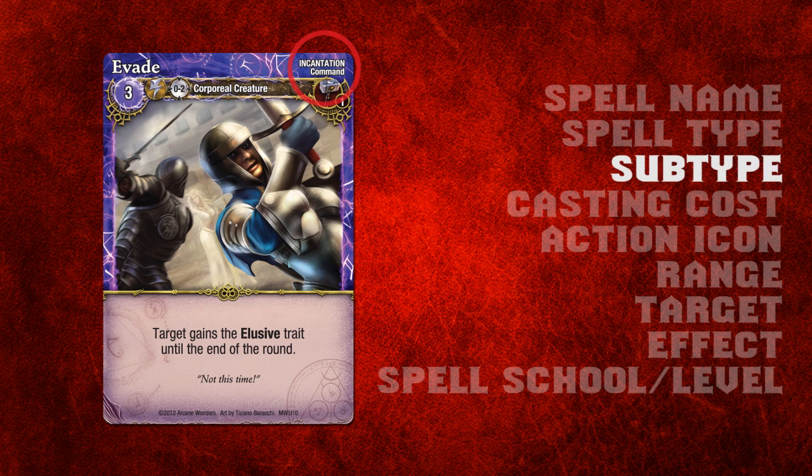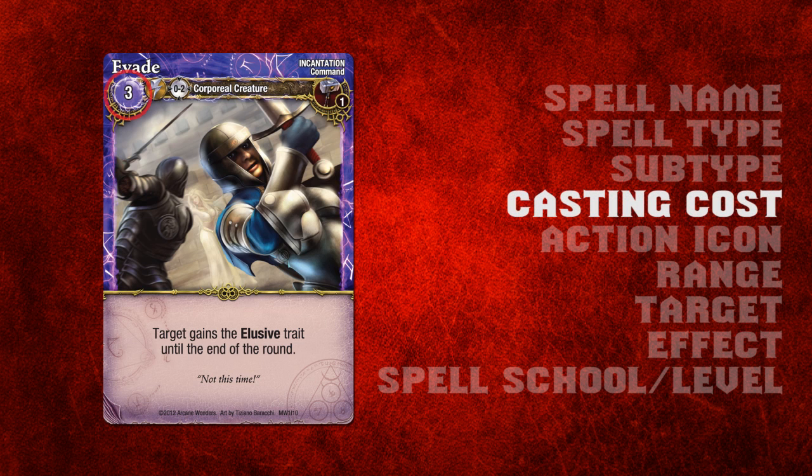Some spells or abilities can only affect or target particular spell subtypes. This could be anything from the race of a creature to the style of an enchantment. In our example of Evade, the spell subtype is Command. After that, we have the casting line that shows the information you need to cast a spell, including the casting cost, action, range, and target. This is what you're going to look at most of the time when you're planning on casting a spell.